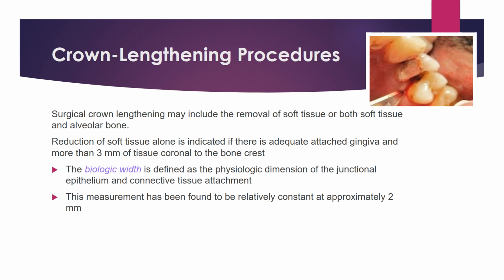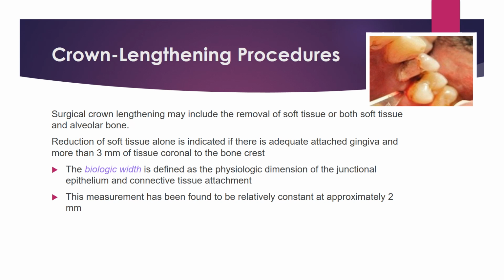Next comes crown lengthening procedures. They are mainly done to provide the retention form, especially for impression taking and for the restorative margins and for tooth preparation and for the placement of prosthesis. So this is the procedure which includes the removal of soft tissue, either soft tissue or both soft tissue and bone. So reduction of soft tissue alone is indicated if there is adequate attached gingiva and more than 3 mm of tissue coronal to the bone crest.